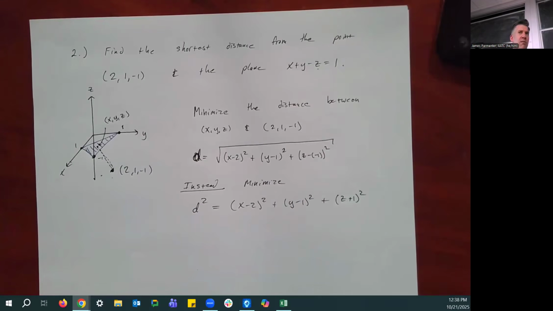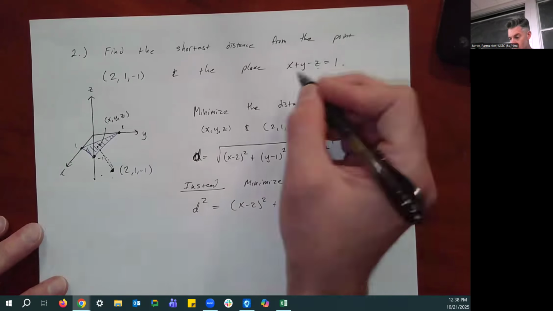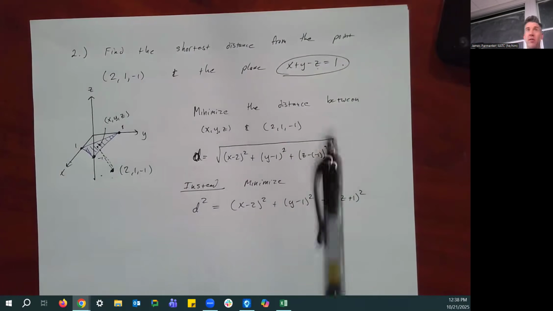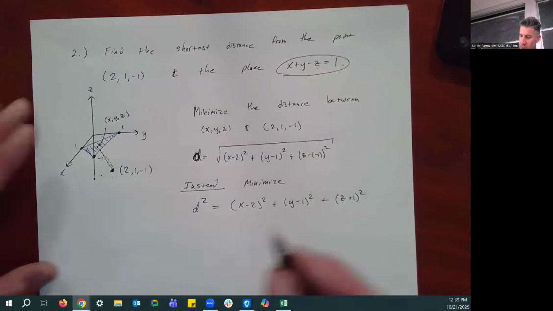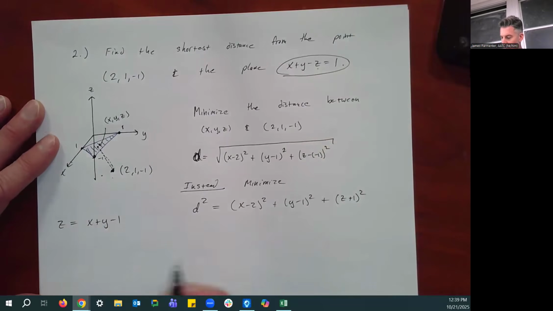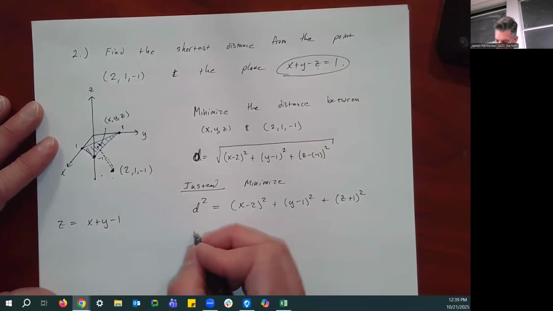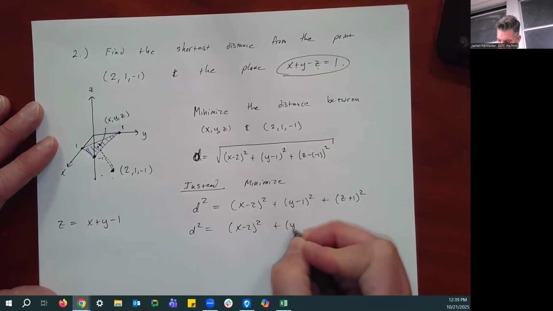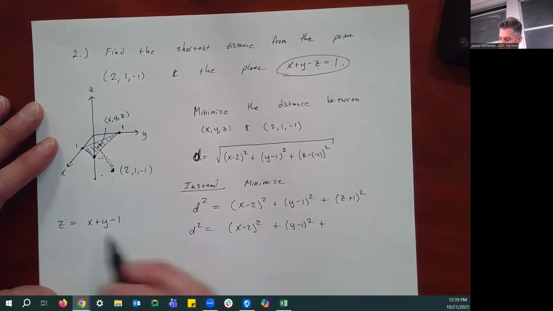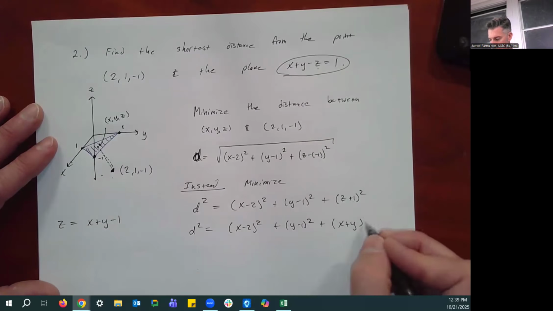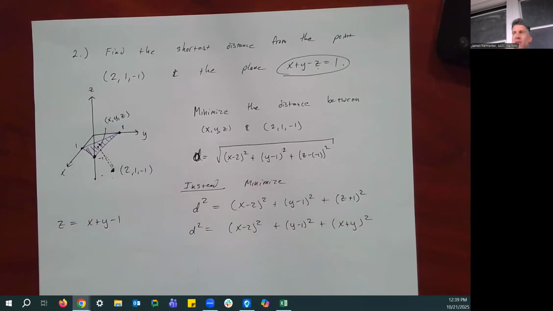Still have a problem though. I got 3 variables there. I only want 2. So I'm going to use the constraint, the fact that your point has to live on that plane, meaning that equation has to be true as far as our point's concerned. And this time I will solve for z. So z is equal to x plus y minus 1, and we're going to plug that in for z over here. So we're going to get that our distance squared is equal to (x minus 2) squared plus (y minus 1) squared plus (x plus y minus 1 plus 1) squared. I do not recommend multiplying it out. I don't think that's really beneficial.